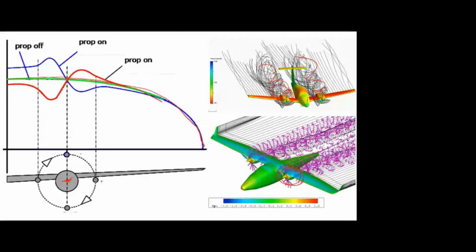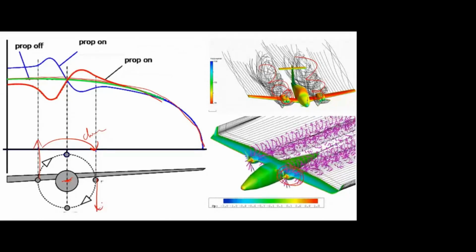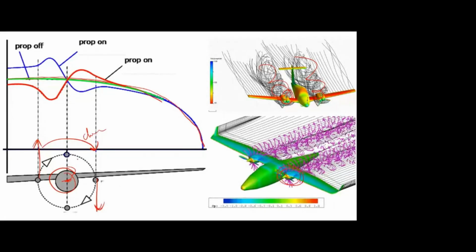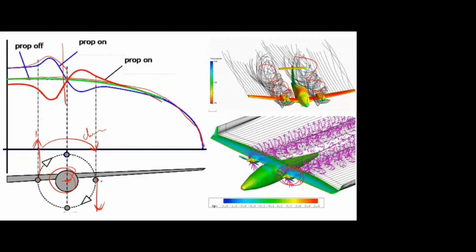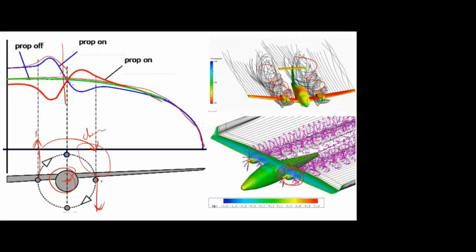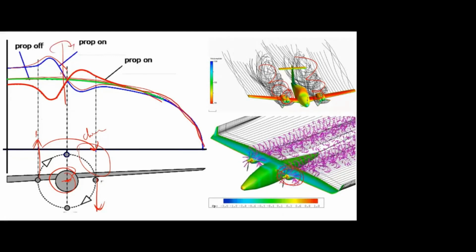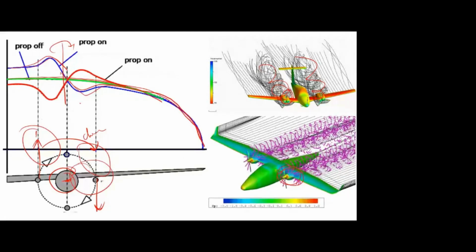If the propeller is added and it is rotating in the clockwise direction, this is how the tangential velocity will be acting. If it is rotating, this side it is upward, this side it is downward. So this is like an upwash, this is like a downwash. Because of this upwash, the lift is increased in this region, and because of this downwash in this region, the lift is reduced. Then it follows the original lift distribution. The blue line is for the clockwise rotation of the propeller. This side upwash, the lift is increased. This side downwash, the lift is decreased.